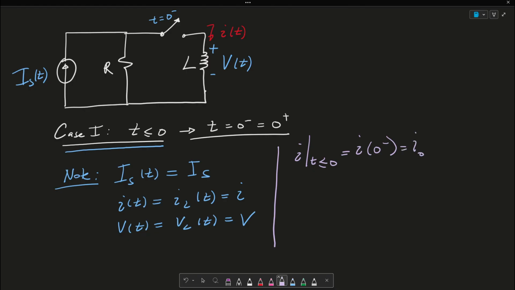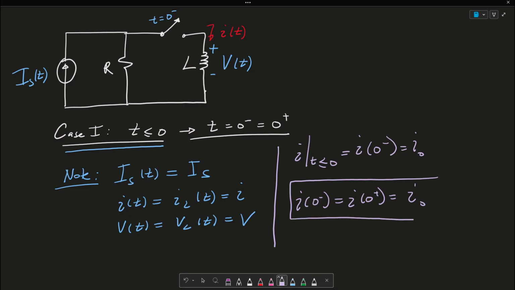Since current cannot change instantaneously through an inductor, which I've talked about in my what is an inductor video, with a link posted in the top right-hand corner of this video, we know that my I at 0 minus will be my I at 0 plus, which we again just call I naught. This is my first conclusion from case number 1, and it's basically my initial condition.